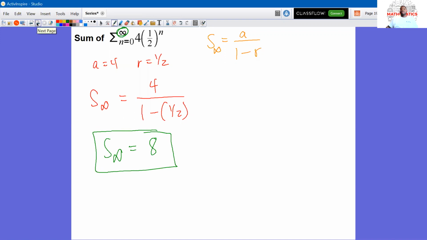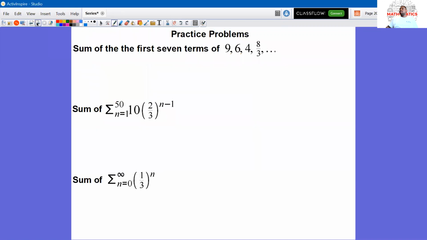All right. If you understand those problems, here's some practice problems for you to do involving finding the sum. Okay, finding a sum. So remember, pay attention to when your top bound is either a number or infinite. That's going to help you determine which one to use.